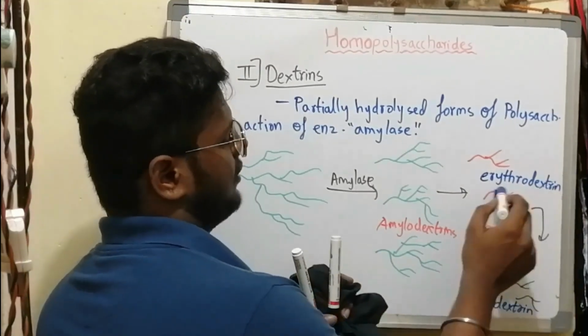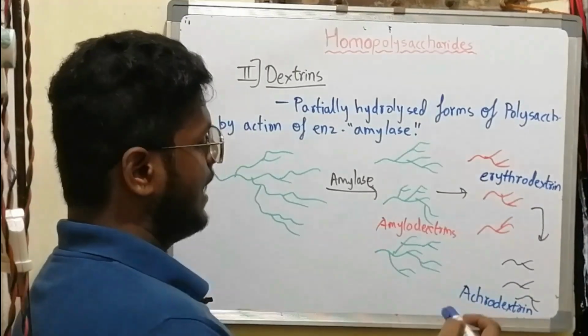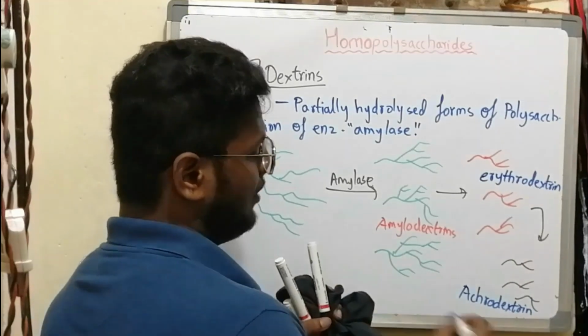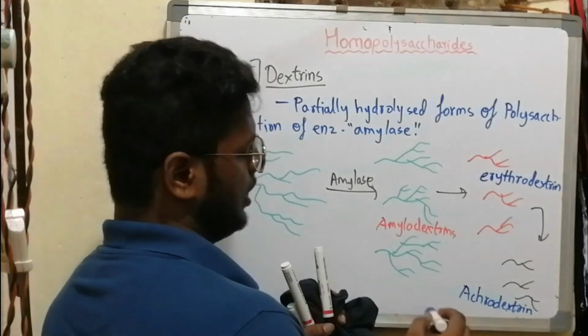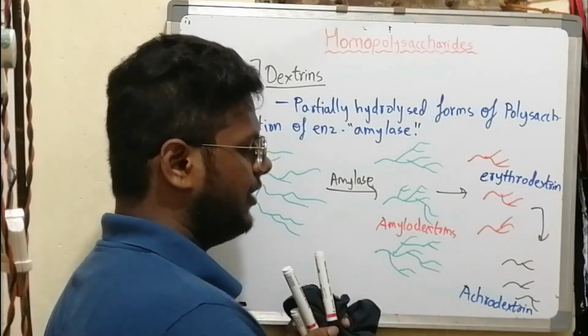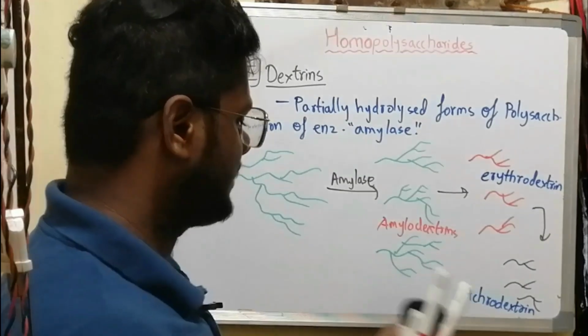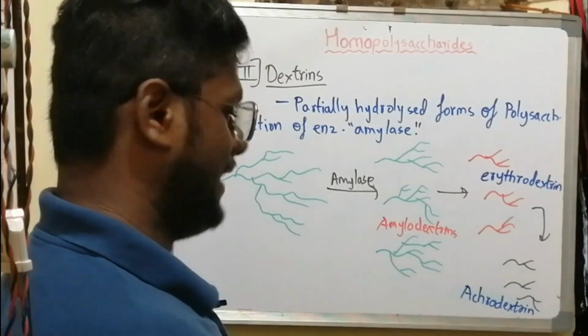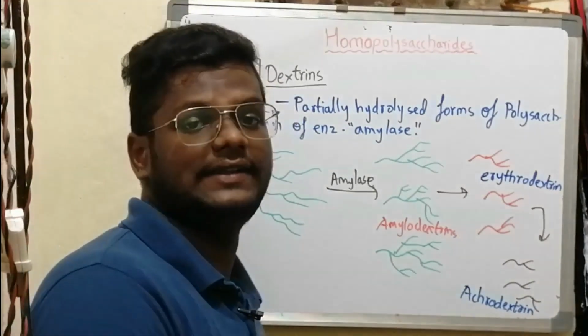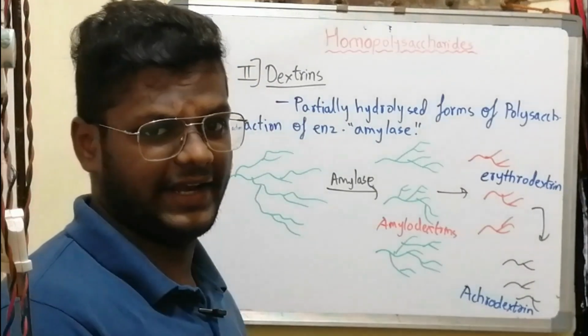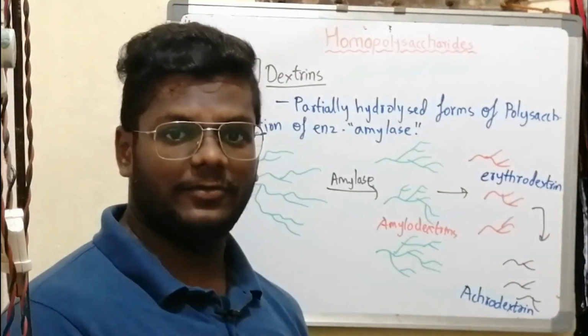Erythro means on the action of iodine we are getting a red color, and acrodextrin means the iodine action has no color. So by adding iodine also I'm getting no color. That's acrodextrin. And after dextrins we will be getting oligosaccharides, then disaccharides, and then finally monosaccharides, which are our simple absorbable forms.